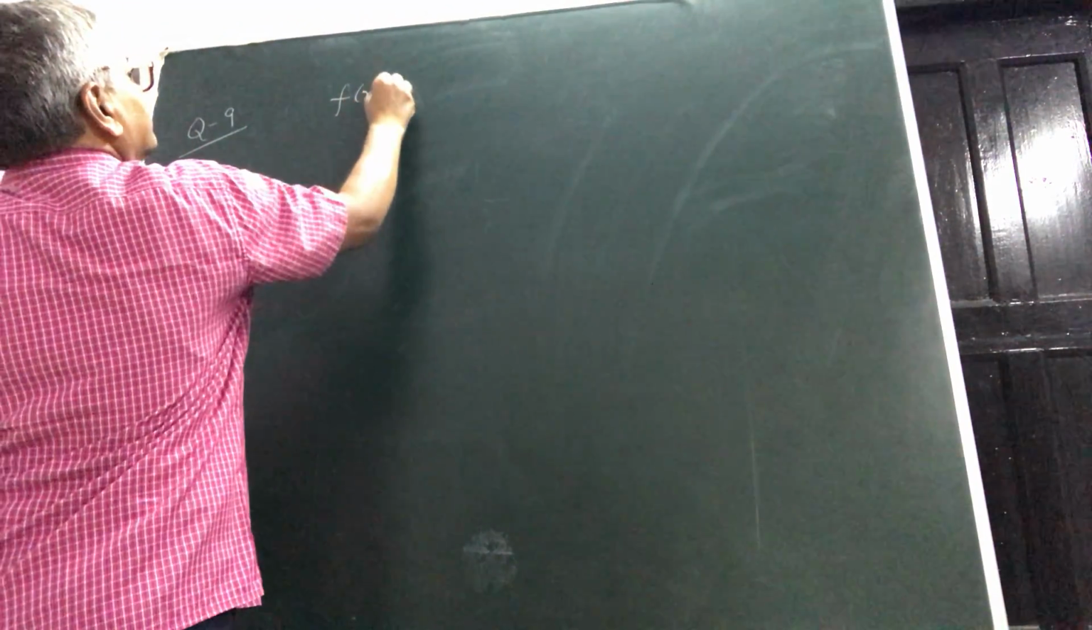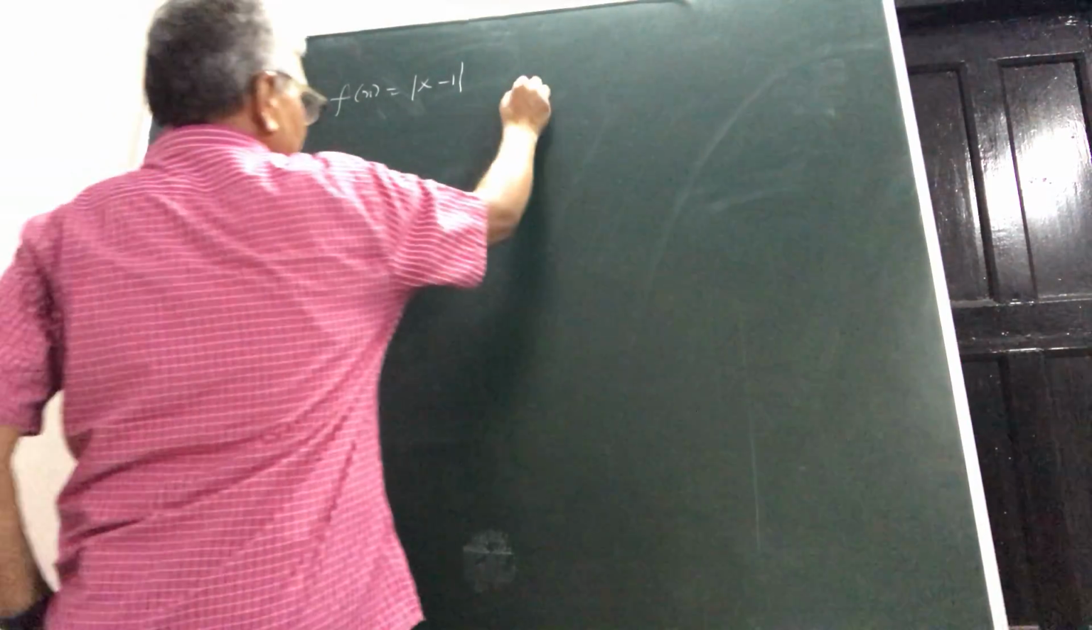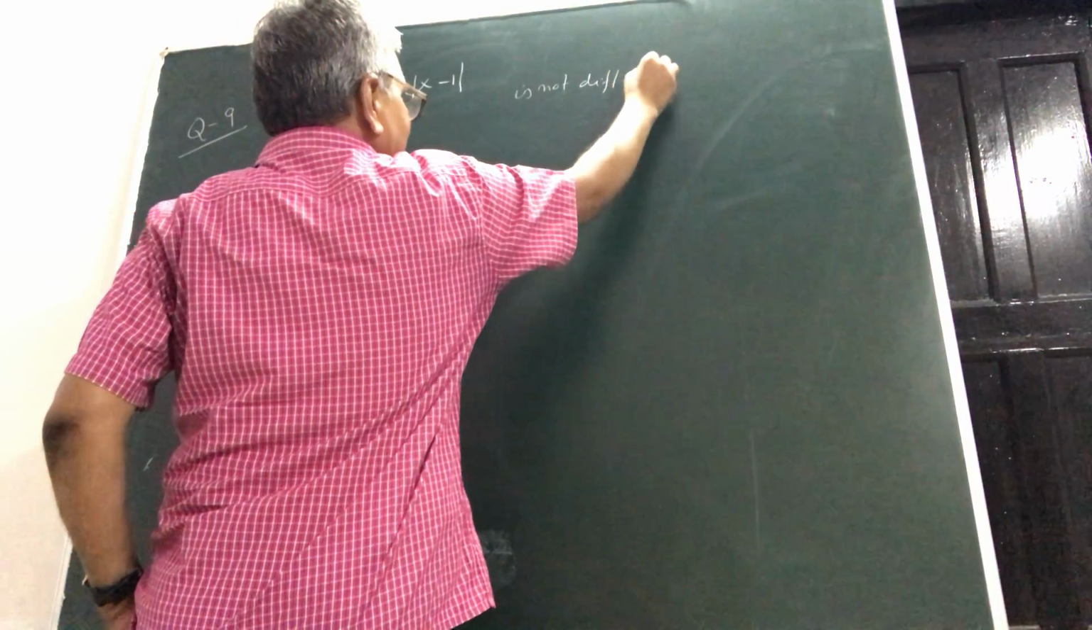Now you can take this question 9 very easily. You only have to remove it. It is f(x) = |x - 1|. f(x) = |x - 1|, x is an element of R, is not differentiable at x = 1. What is non-differentiable? It is not differentiable at x = 1.